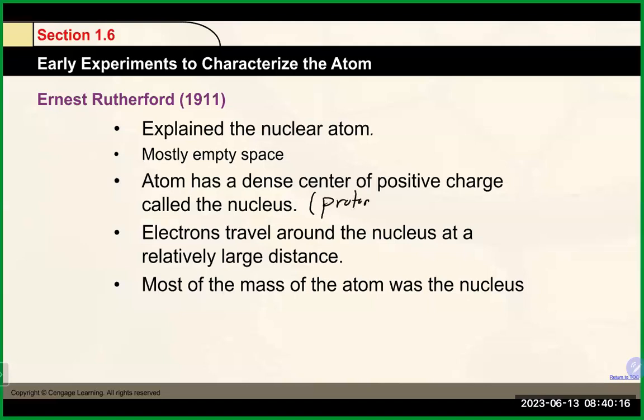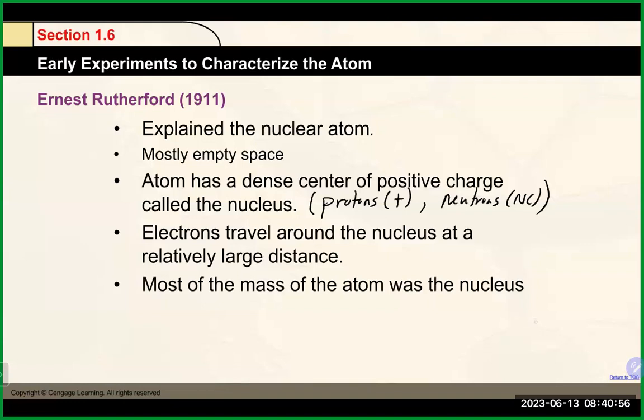That is where our protons are found. And later on, in the 1930s or so, that is where neutrons are found, which have no charge, in our nucleus. And electrons are traveling around the nucleus at relatively large distances from it. And another major difference between the models is that most of the mass of the atom is made up of the nucleus rather than the electrons. So that was a major difference.